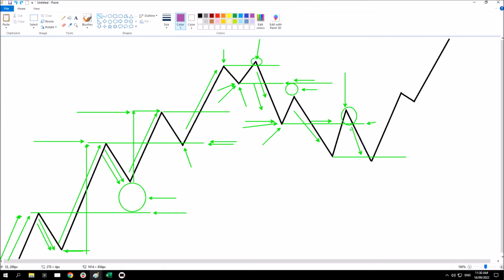Price pulls back as it would normally. And now you've had a test of this low, this breakdown line, and a rejection. Price has not gone any lower. This is a spring of this low. Here you had an upthrust of this high. Here you have a spring of this low. This is a rejection to move lower. This is a rejection to move higher.